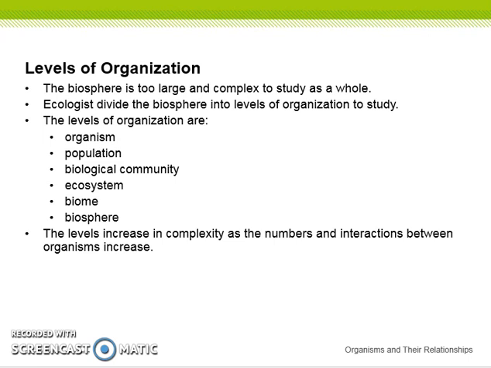So please write this down. Ecologists divide the biosphere into levels of organization to study, and those are, starting with the smallest to the largest: organism, population, biological community, ecosystem, biome, biosphere. And as you can see, the levels increase in complexity as the numbers and interactions between organisms also increase.